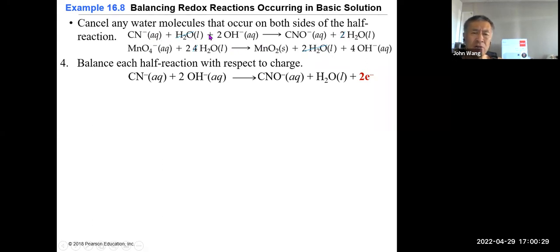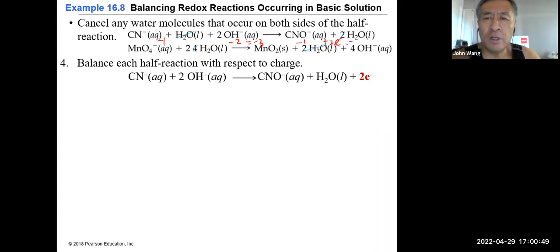So here is the -1, and I have 2 times -1, so you have -3. But this is -2, and this is -1. So -1 plus -2 is -3 on the left. So here on the right is negative one, therefore you add 2 electrons to also give a -3. That's why we put 2 electrons here.